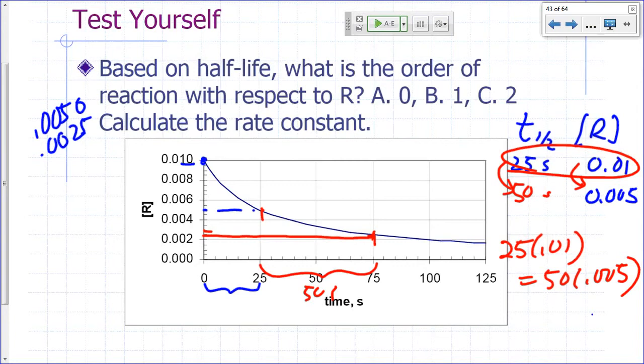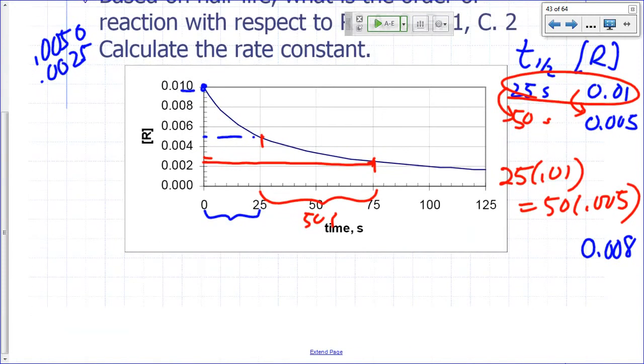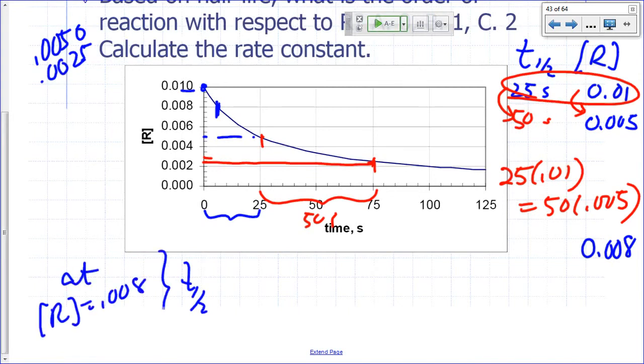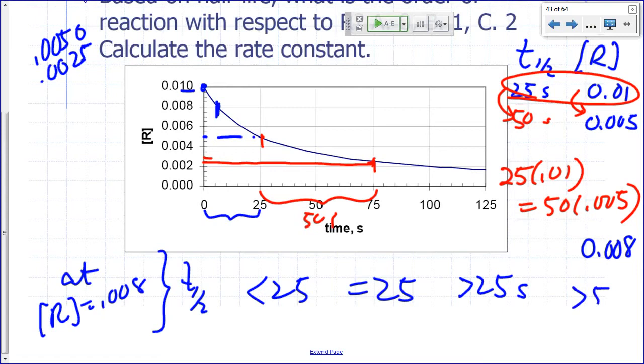So if I were to ask you, what if I were to start at 0.008, R equals 0.008, based on this data? Is my half-life going to be less than 25 seconds, equal to 25 seconds, greater than 25 seconds, or greater than 50 seconds? A, B, C, or D? Let's do that. What do you think is my half-life?